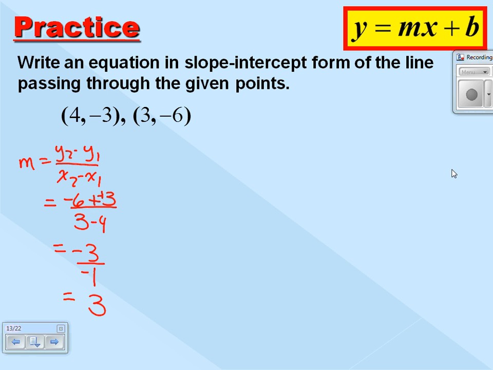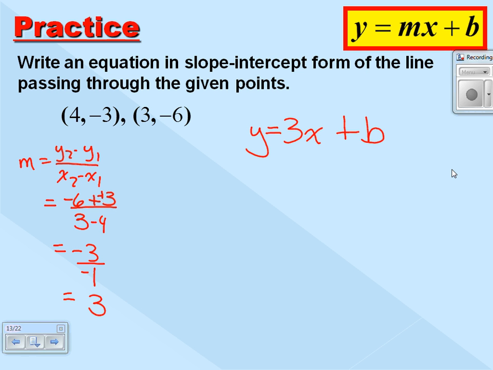Since I know the slope is 3, in other words m equals 3, I can plug that back into y equals mx plus b. So y equals 3x plus b. The last part that I need to find out is b. How can I find b? Well, I have 2 other pieces of information that I can use. I can use either of my 2 points and plug the x-coordinate and the y-coordinate into this problem to help me figure out what b is.